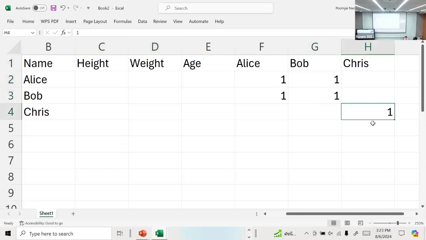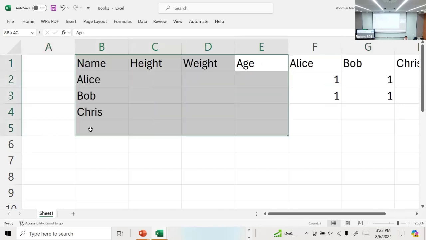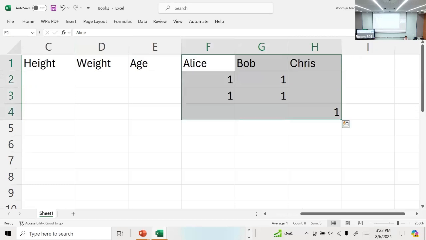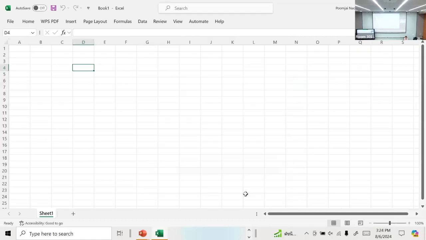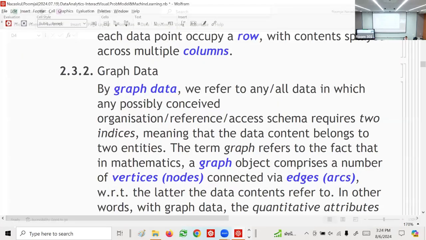So you can see, this is basically tabular data, native to tabular. This is graph data, but sort of stored in table form. Okay, so we don't need to do that.